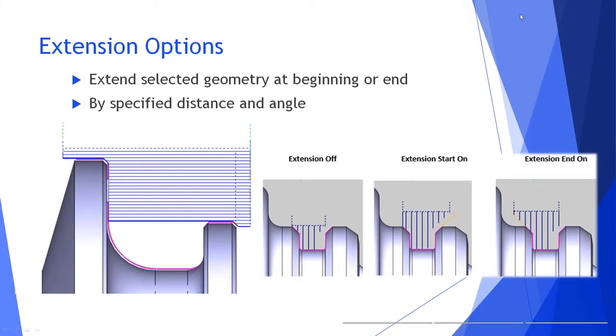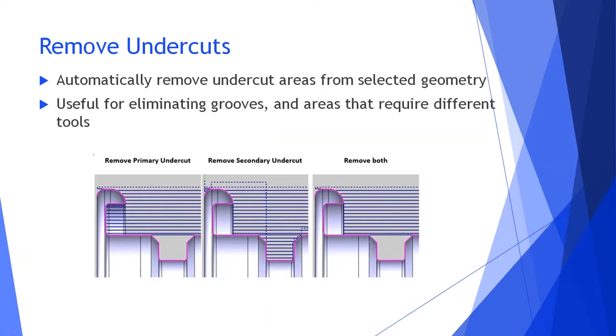We also added in the ability to do extensions. Normally, here's your part. You can actually add extensions to the piece so it continues further on the first part or continues on past the back part. So you can actually add extensions to the toolpath.